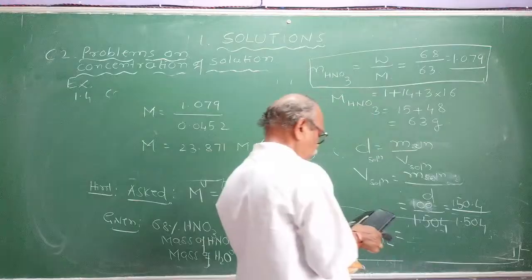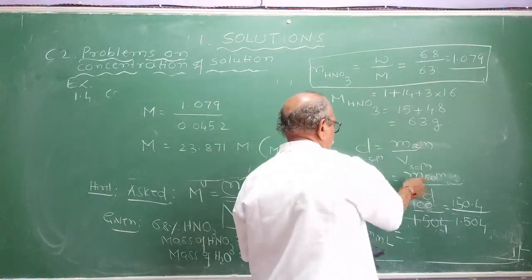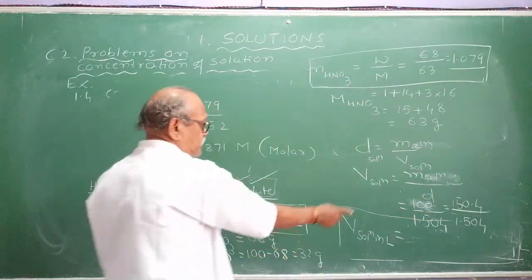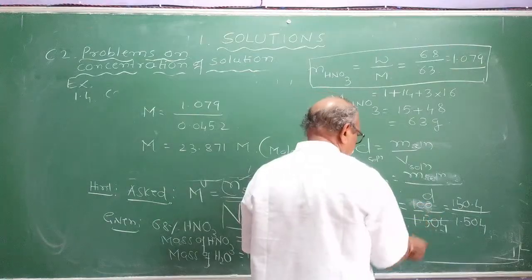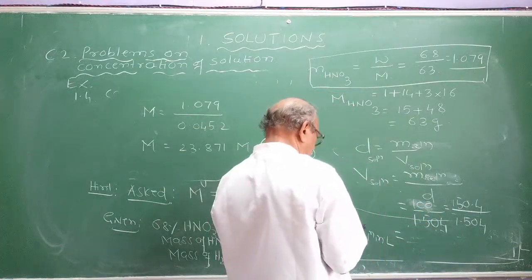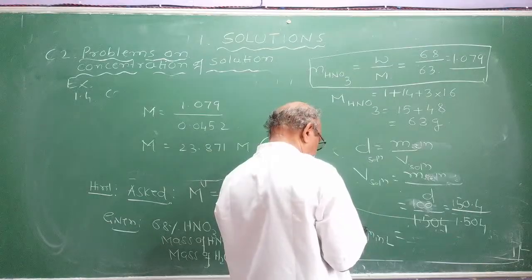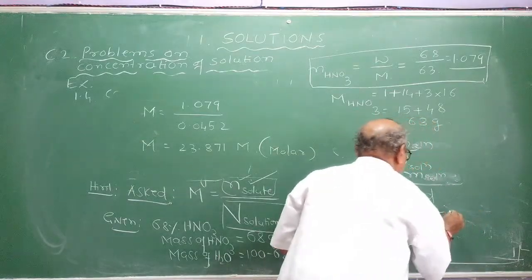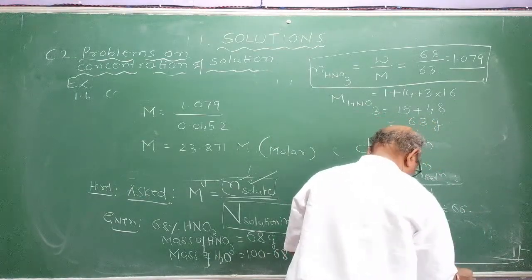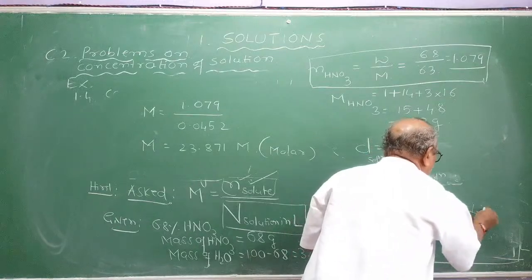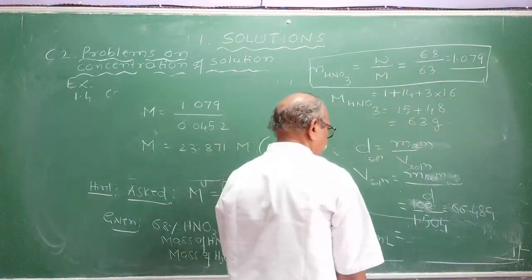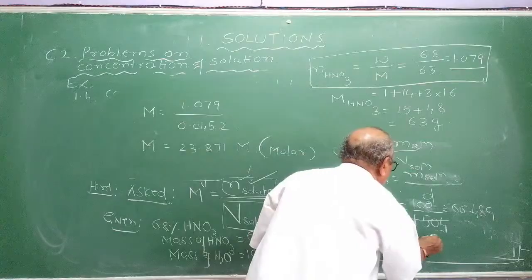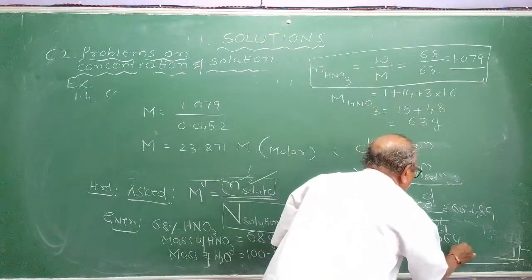That is, you have to take 100, not solute, because volume of solution is equal to mass of the solution upon density. Total mass of the solution is 100 grams. Therefore, I took only 68. That was the mistake. Correct it. 100 divided by 1.504. It comes out to be 66.489. Now you get the volume of the solution in liter as 0.06649.